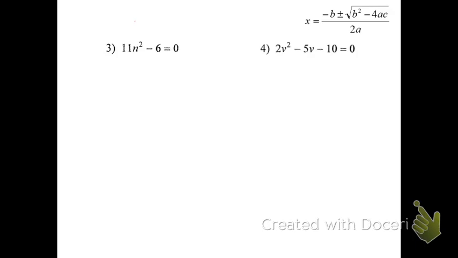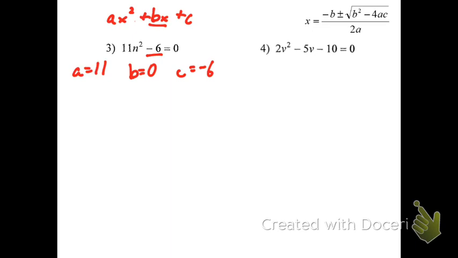Start over on that one. If it's ax squared plus bx plus c, there's no x term here, so b will have to be 0. Now, a is still 11, and c is going to be negative 6 from right there. This one should be a little nicer for us, okay?